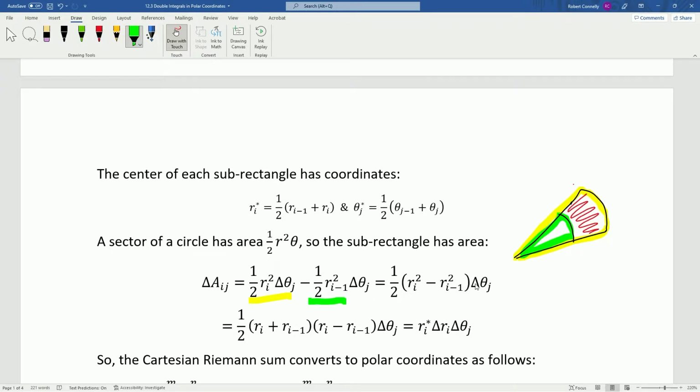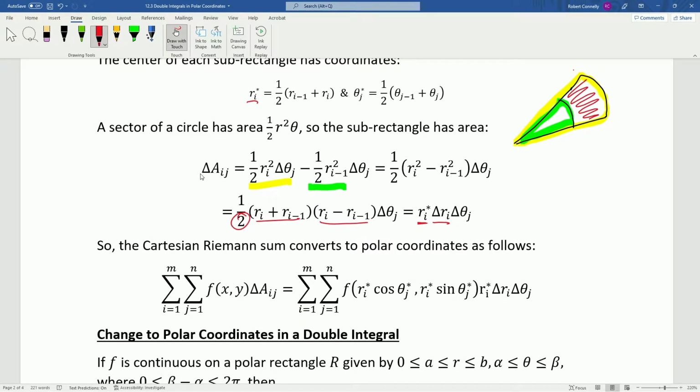Factor out the 1/2 and the delta theta. We get r_i squared minus r_{i-1} squared. And this is a difference of squares, so we can factor it: r_i plus r_{i-1} and r_i minus r_{i-1}. Now if I divide this r_i plus r_{i-1} by 2, that's the average between the two radii, or r sub i star, as we defined up here. And if we look at this expression, r_i minus r_{i-1}, that's just the difference between each r value, so we can call that delta r sub i.